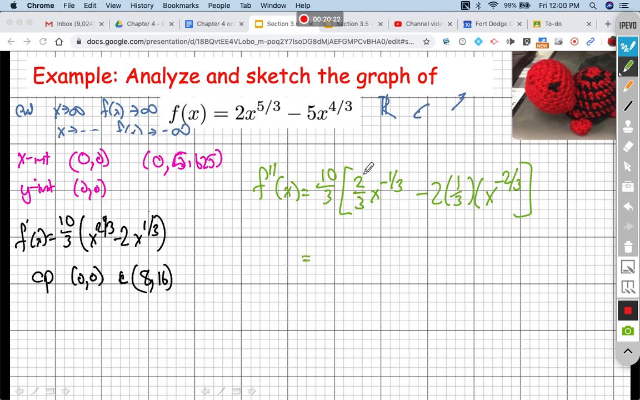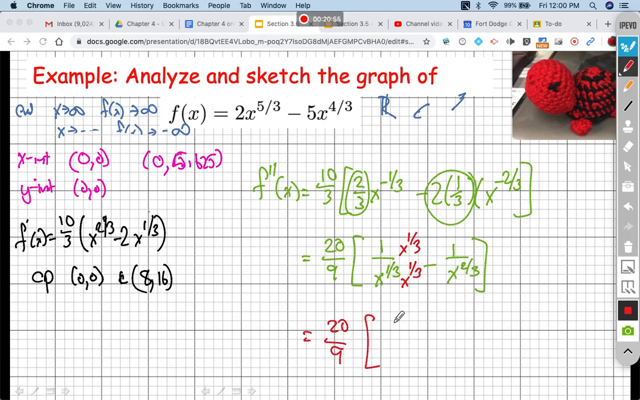Let's try to neaten this up again. Here's 2/3, here's 2/3, so we're going to have 20 over 9 on the outside. I got 1 over x to the 1/3 minus 1 over x to the 2/3. I'll make that a common denominator, so I'll go x to the 1/3, x to the 1/3. So I'll get 20 over 9 times x to the 1/3 minus 1 over x to the 2/3.